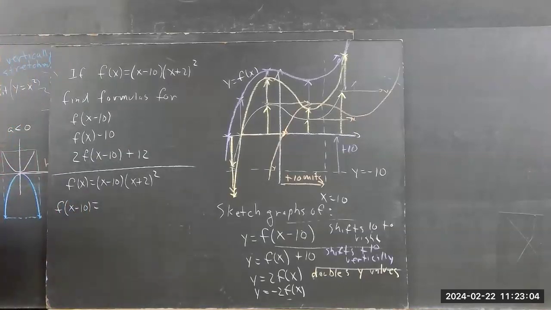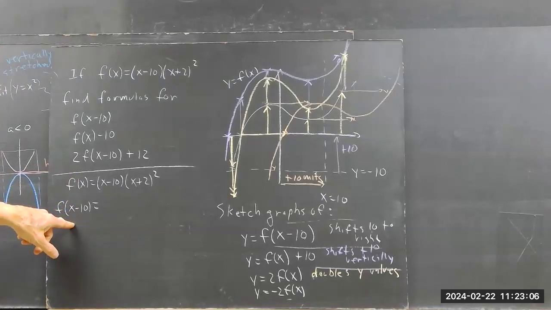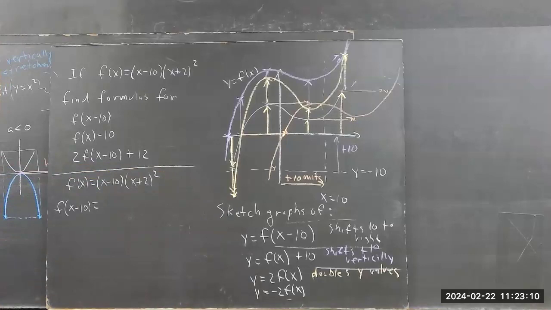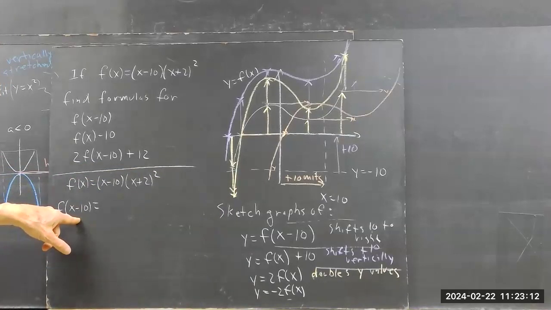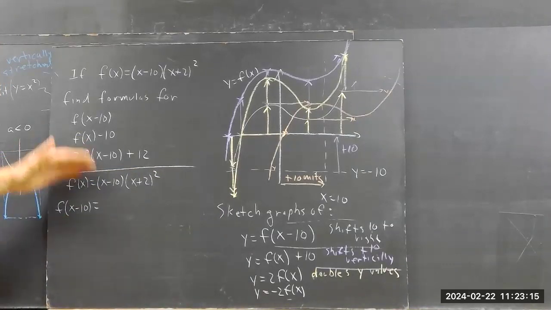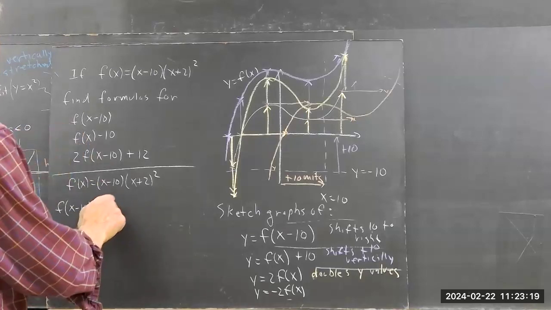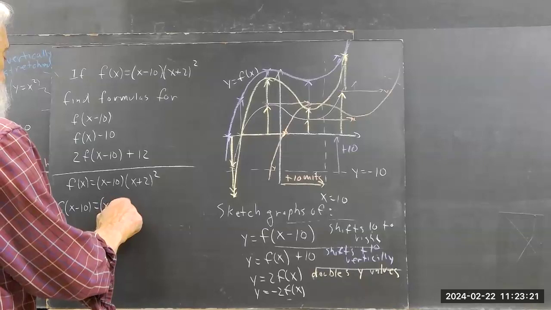Okay. X has been replaced by x minus 10. We take this formula and replace all the x's by x minus 10, and we get the formula for f of x minus 10. Matter of fact, we get the whole equation here. This x is replaced by x minus 10. This x is replaced by x minus 10.